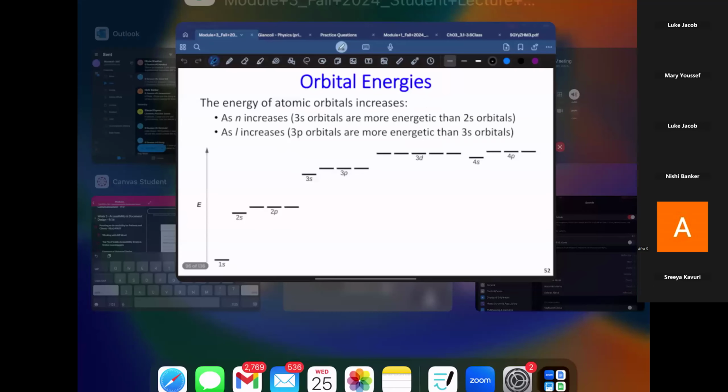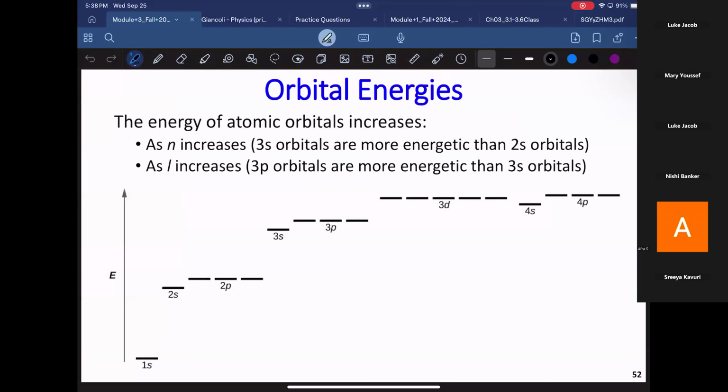Perfect. There is no more echo. We will get started. Okay, so we've got orbital energies, right? Hi, my name is... So we have all these energy levels, right? 1s2, 2s2, 2p, 3s, 3p, 3d, 4s, 4p. That's just kind of how the energy levels go.